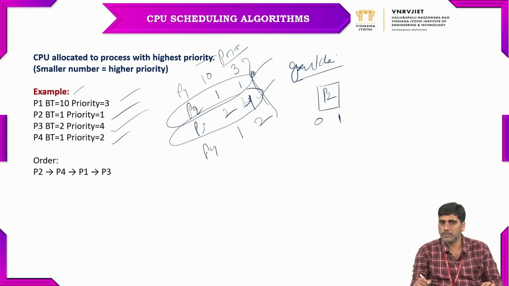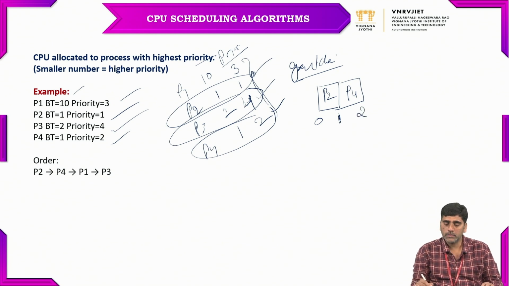The next highest priority is the process P4, which has the highest priority after P2. So P4 has to move into the queue. The burst time of P4 is 1, so this 1 is added to the previous 1: 1 plus 1, 2.